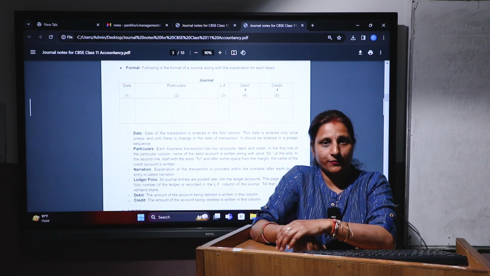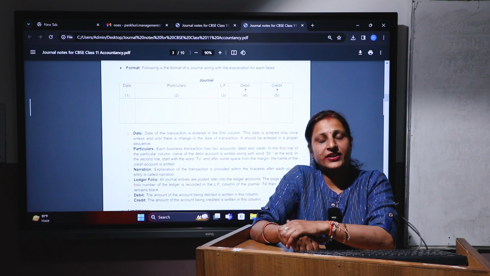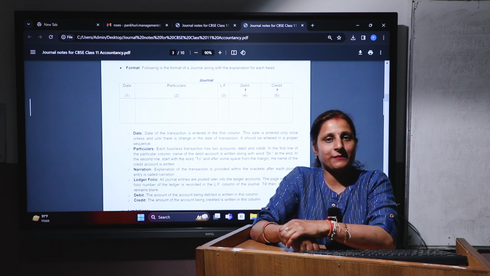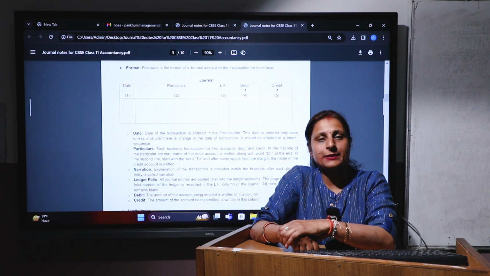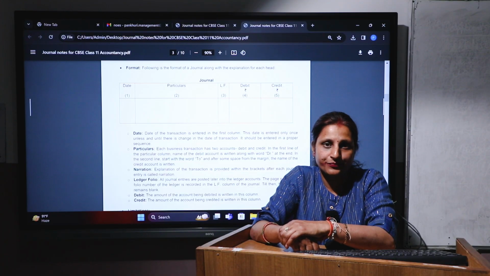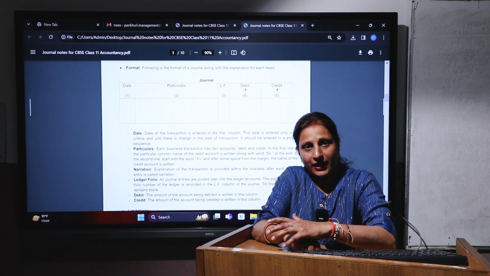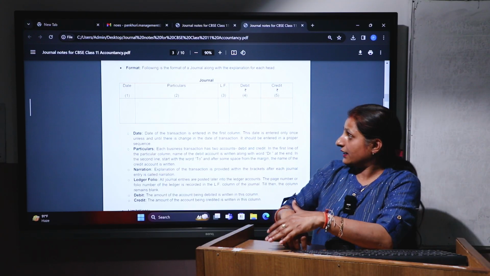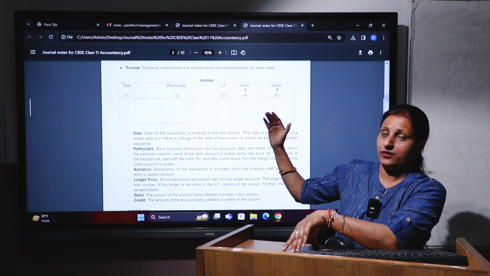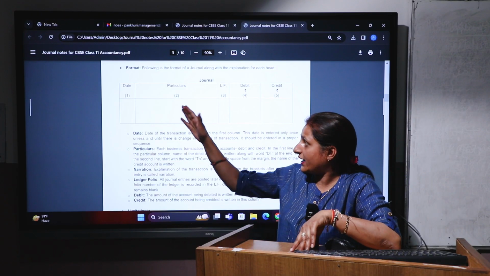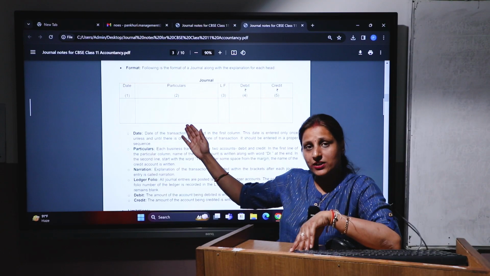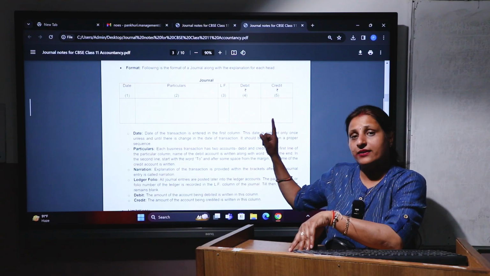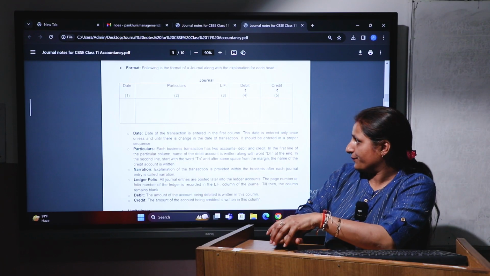So journal is a format, or a book, in which we record all the entries of the business concern in a proper systematic manner, so that we can easily prepare all the financial statements. Now the format that we make to record the journal entries in the journal book consists of 5 columns. The first is the date column, the second is the particulars column, the third is LF, that is ledger folio, the fourth is debit, and the fifth is credit.